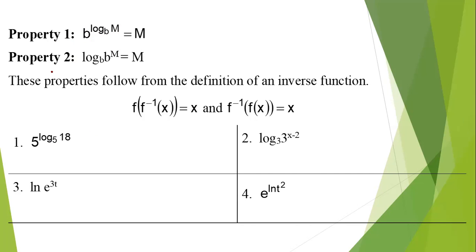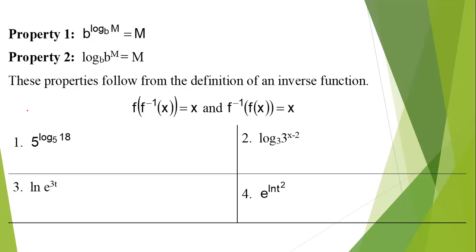Okay? And then property 2 is saying the same thing. If I have a log b and my x value here is b as well, they're going to cancel each other out. That's because they're inverse operations. It's like multiplying a fraction by its reciprocal. It turns the value into 1. Okay? These are pretty straightforward, pretty simple.